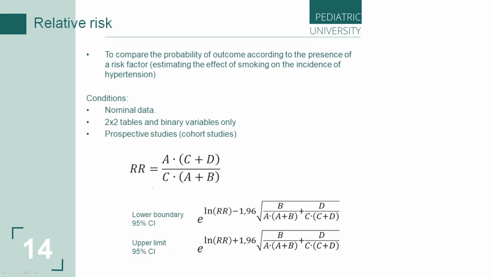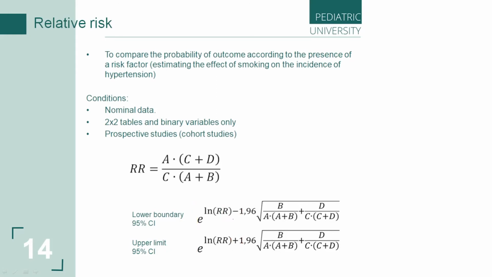Using the formulas on the slide, again, we have a relative risk formula. We calculate limits, lower limit and upper limit. The difference again is only the sign, minus and plus.